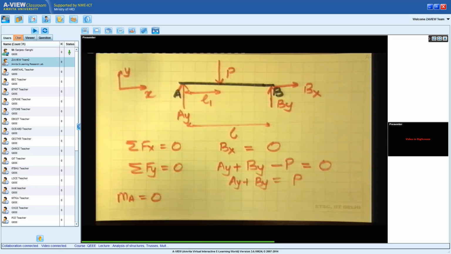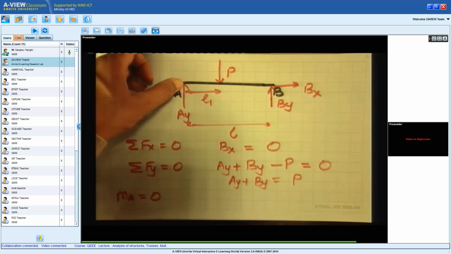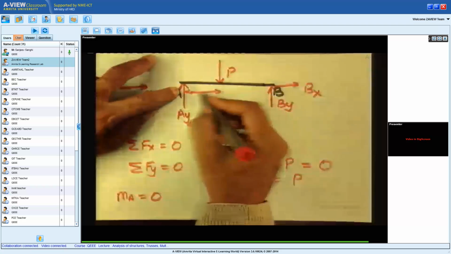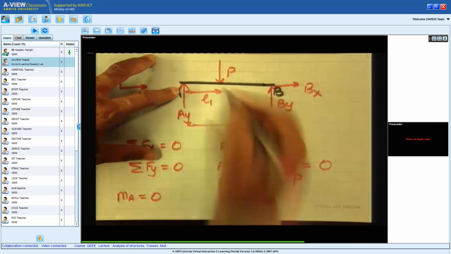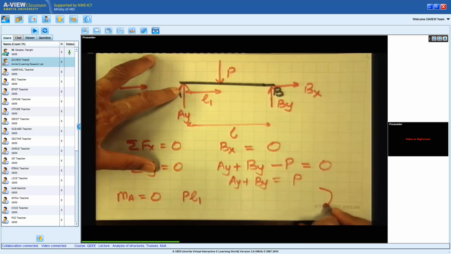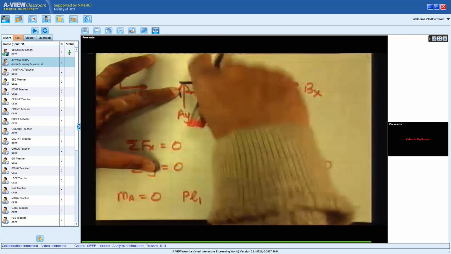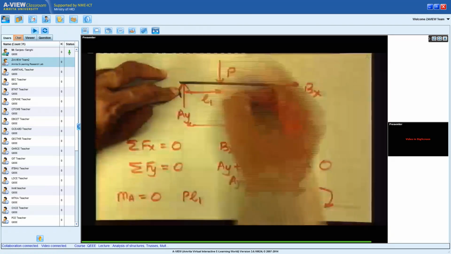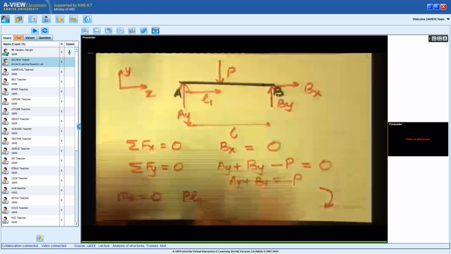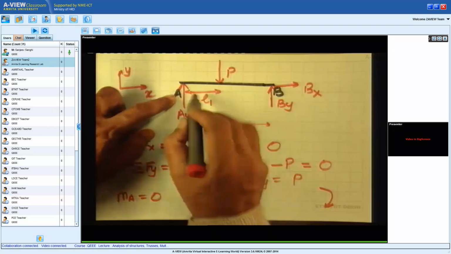Let me take moments about A is equal to 0. When I take moments about A, force Ay, the moment due to that is 0. The moment due to P, this force will be equal to P times L1. That means I'm now taking the clockwise direction as positive. I can take the counterclockwise direction as positive also. How do I get that the moment is clockwise?